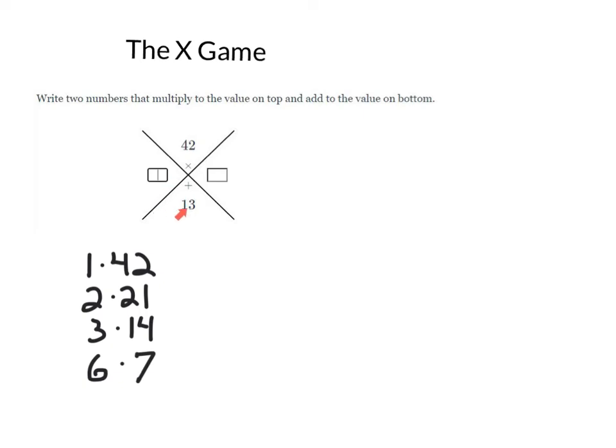So you're looking at which one of these two numbers could you multiply together to get 42 that also add up to 13. So which one of these could add up to 13? Obviously, these do not add up to 13 in any way, but 6 plus 7 would be 13. So the two numbers that we're looking for are 6 and 7. And that's the X game.